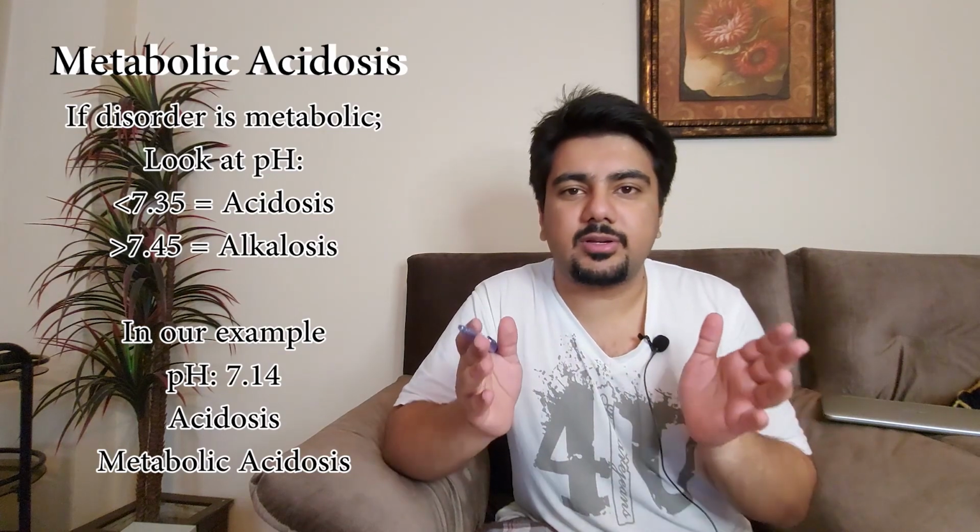You see the direction of the pH and you determine whether it is acidemia or alkalemia. Now putting these two things together, you have established that the directional change in both the PCO2 and the pH is going down, so it is a metabolic disorder, and that the pH is going down, so it is acidemia. So this is metabolic acidosis.